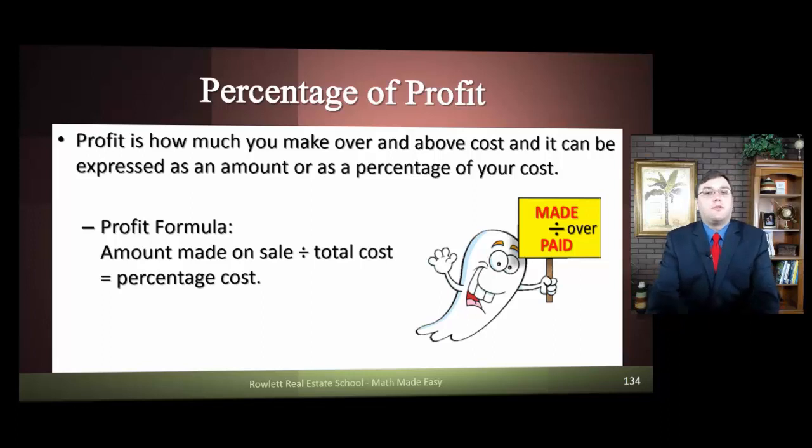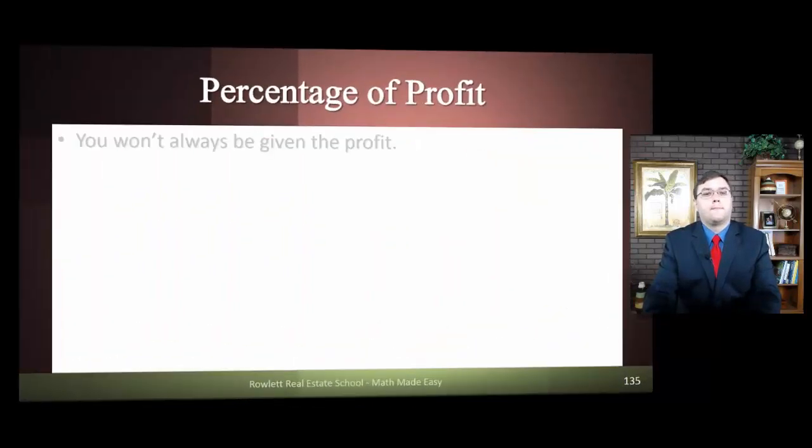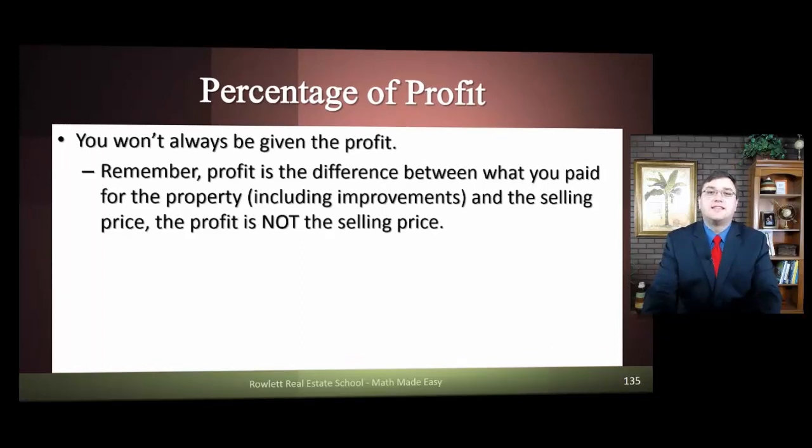Now, to help you remember that, we say made over paid. It's how much you made when you sold the property divided into what you paid for it originally. Now, you will not always be given the profit. Remember, profit is the difference between what you paid for the property, including improvements if they added into the question, and the selling price. The profit is not the sell price. I don't know how many times I've had to instill that in students.